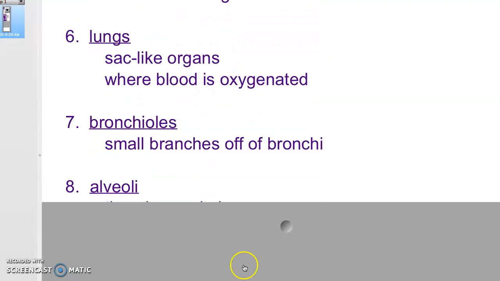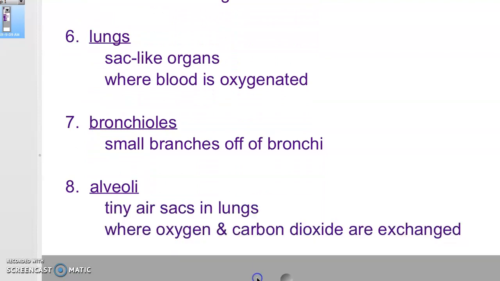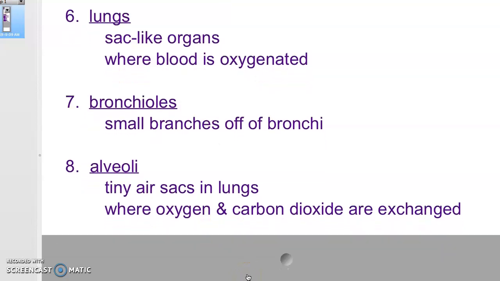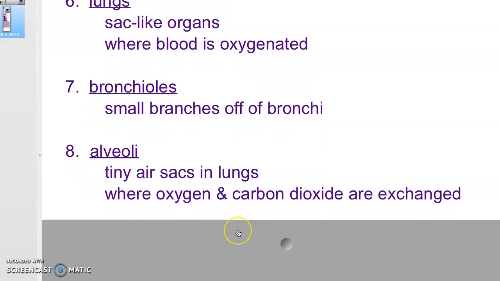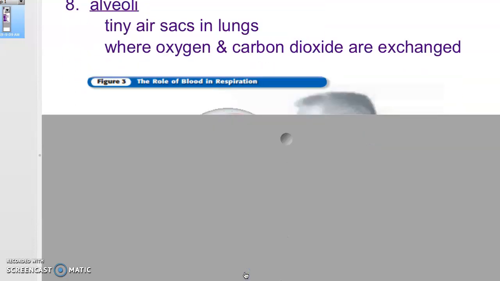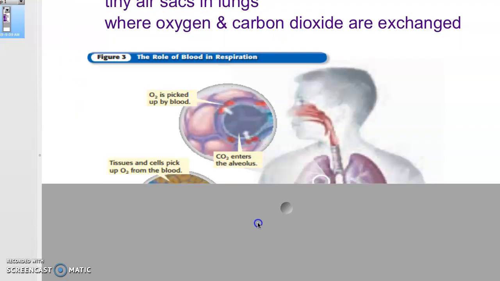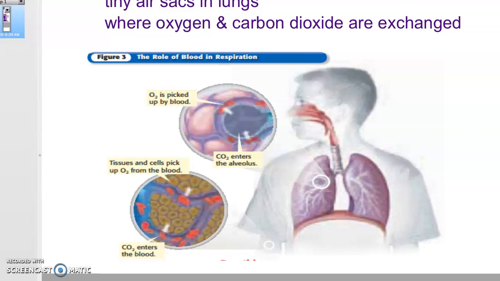Then the alveoli, I like to think of them as like a bunch of grapes, right? They kind of look like that, but they're air sacs where the blood gets oxygen, and the carbon dioxide, which we're going to breathe out because we don't need it, is going to be exchanged here. So remember, the blood is how we get oxygen where it needs to go.